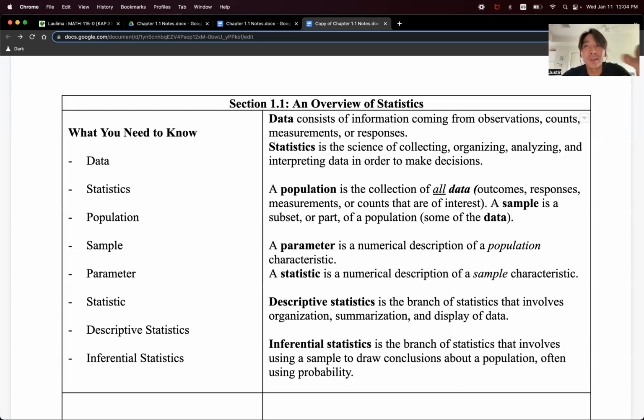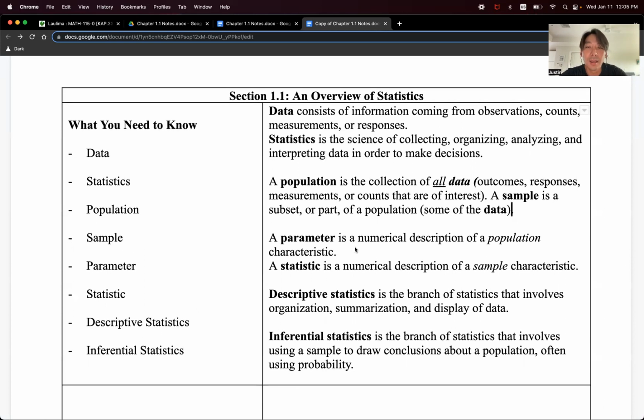Now, in practice, we use both sometimes, so just be wary of that. Some books and some people will say population when talking about the individuals, but technically speaking, it's supposed to be about whatever the data is that you're interested in.